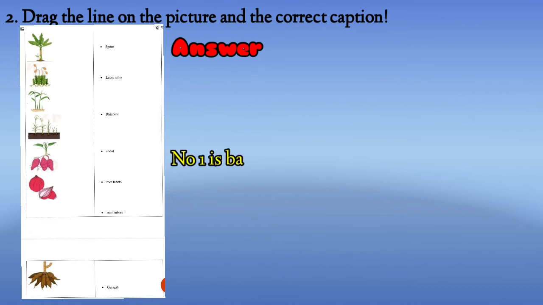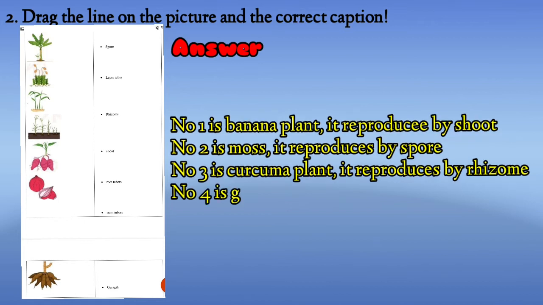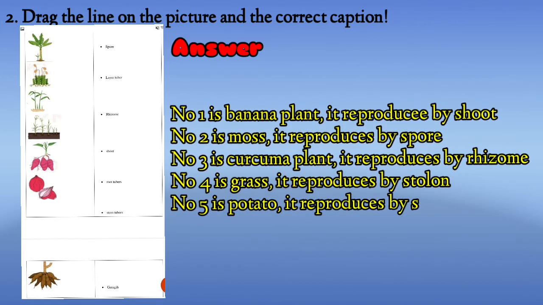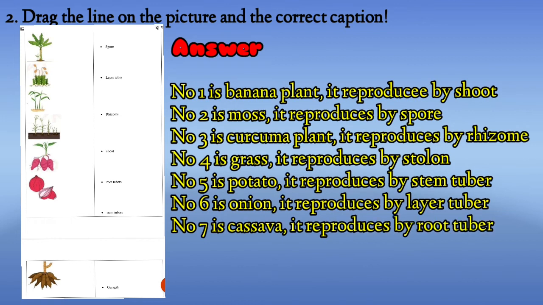It's time to discuss the answer. Number 1 is banana plant. It reproduces by shoot. Number 2 is moss. It reproduces by spore. Number 3 is curcuma plant. It reproduces by rhizome. Number 4 is grass. It reproduces by stolon. Number 5 is potato. It reproduces by stem tuber.